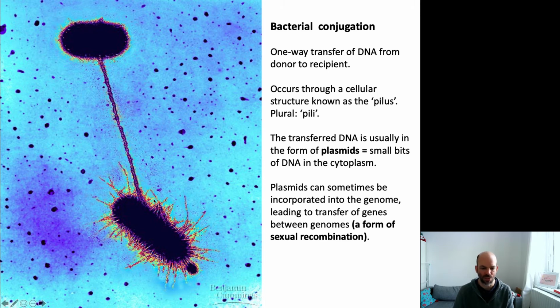Plasmids are usually shared between cells of the same species, precisely because it requires this physical contact, and the physical contact is unlikely to occur between cells that are totally unrelated to each other. So frequently this bacterial conjugation results in the transfer of plasmids, that is small pieces of DNA that are in the cytoplasm and not in the main chromosomal genome of the bacterial cell.